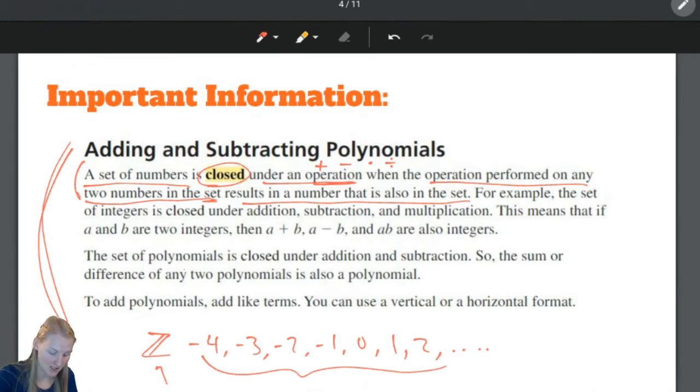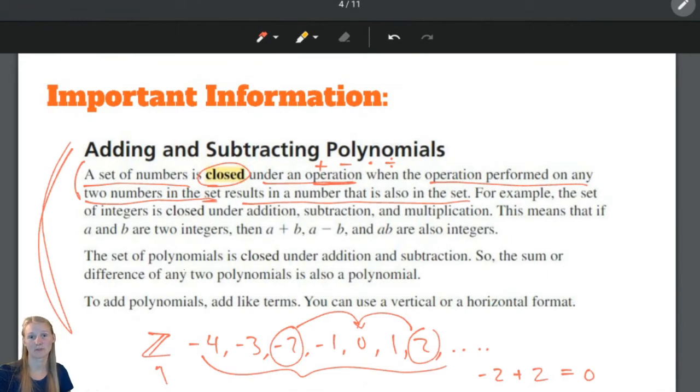If I add -2 plus 2, I get 0. If I take two numbers in this set, I get another number in this set. That's all it means to be closed. In college, you might learn another definition of closed, but for now, this is what it means for a set to be closed under an operation.